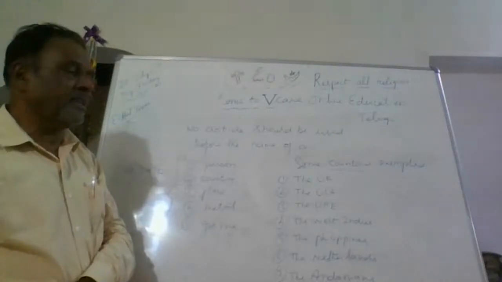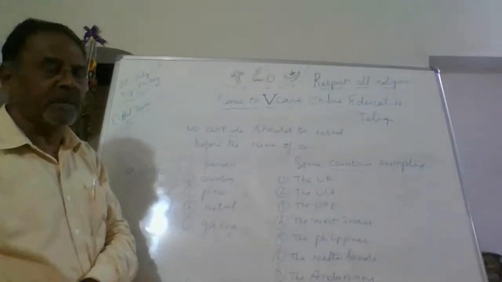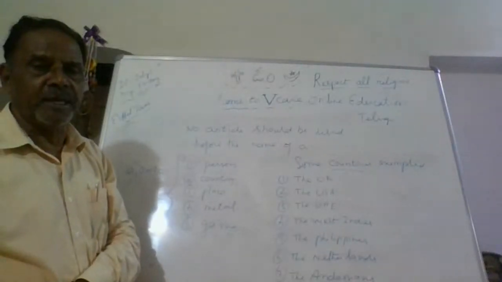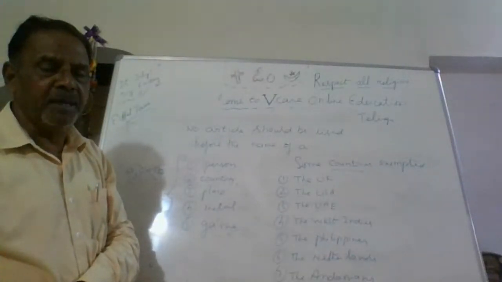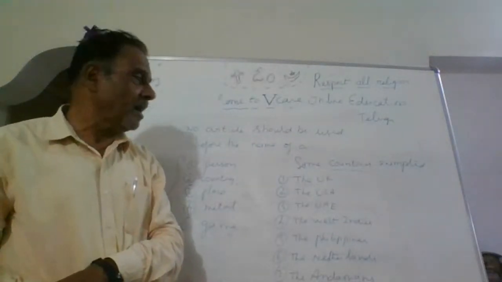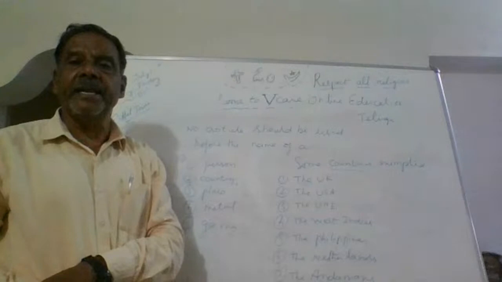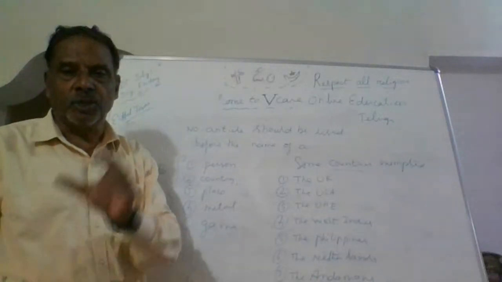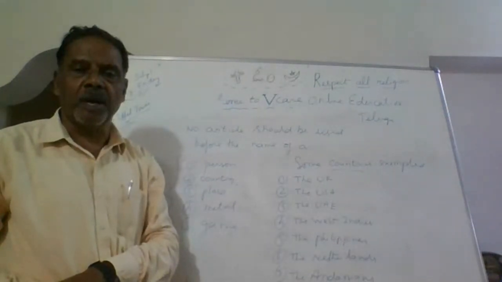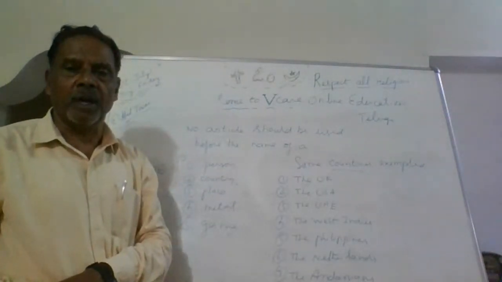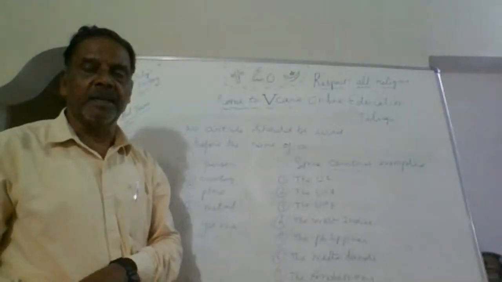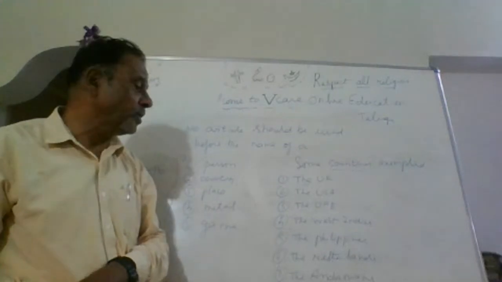There are some 50 states inside the United States of America. There are some other countries in the United Kingdom. UK means United Kingdom. USA means United States of America. UAE means United Arab Emirates. So some group of countries are there in the United Arab Emirates: Dubai, Abu Dhabi, Doha, Qatar. West Indies is only one country, Philippines is only one country, Netherlands is only one country where we use the.